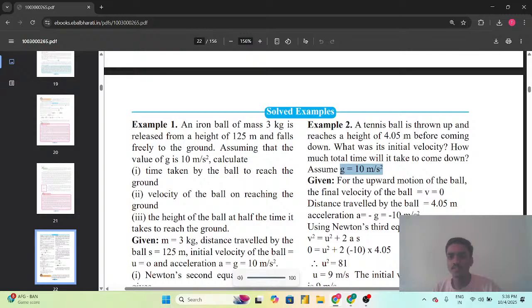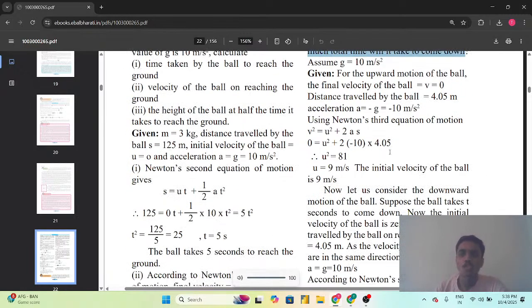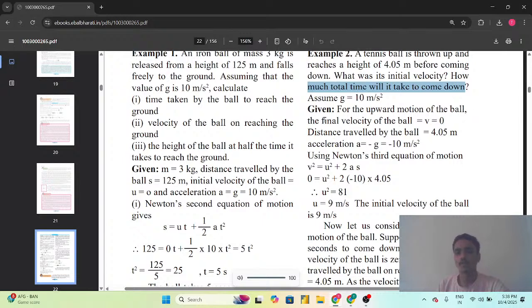So first, what is given? Here the height is given, and the value of acceleration due to gravity we have, and we have to find the initial velocity and how much total time it will take to come down. That means we have to calculate the total time for the tennis ball to reach the ground. So for the upward motion of the ball, the final velocity, that is at the top after throwing the ball in the upward direction, will become zero.